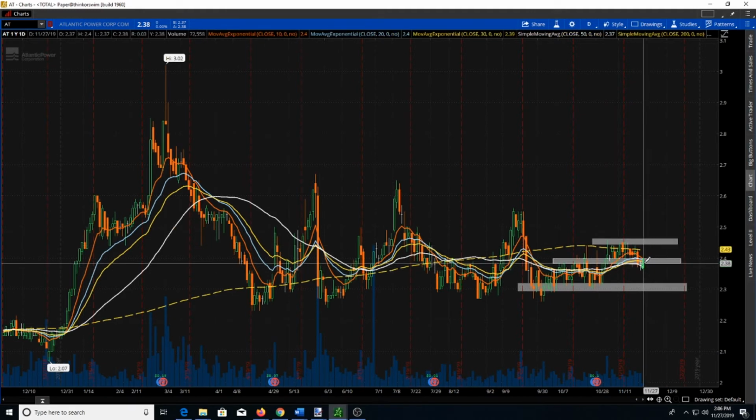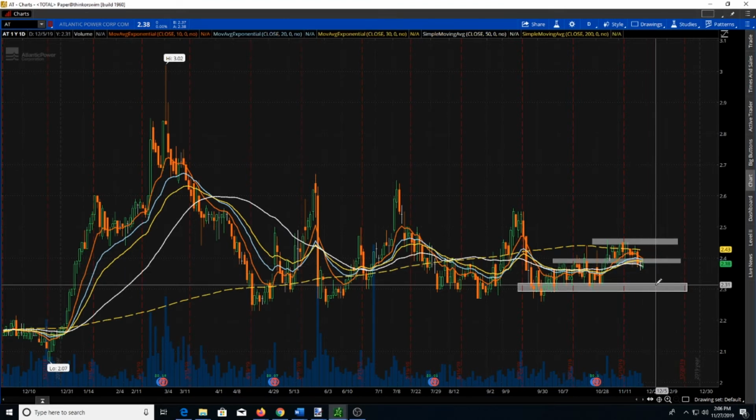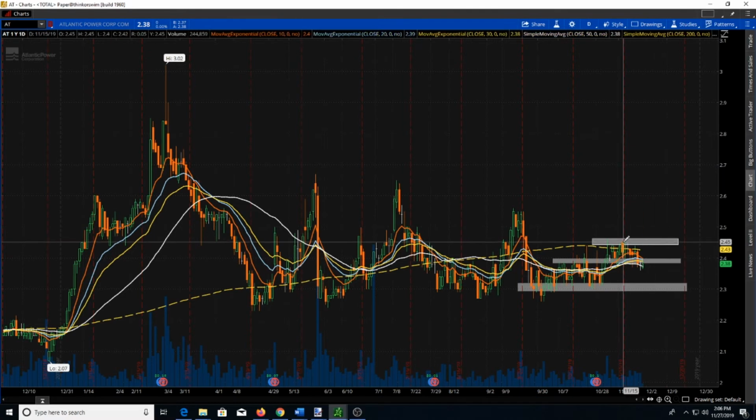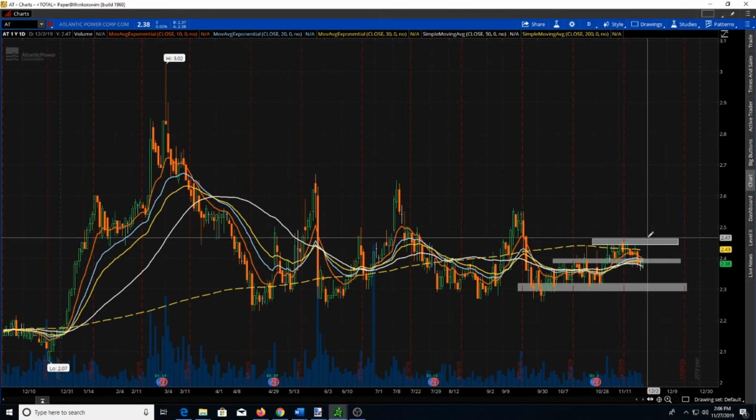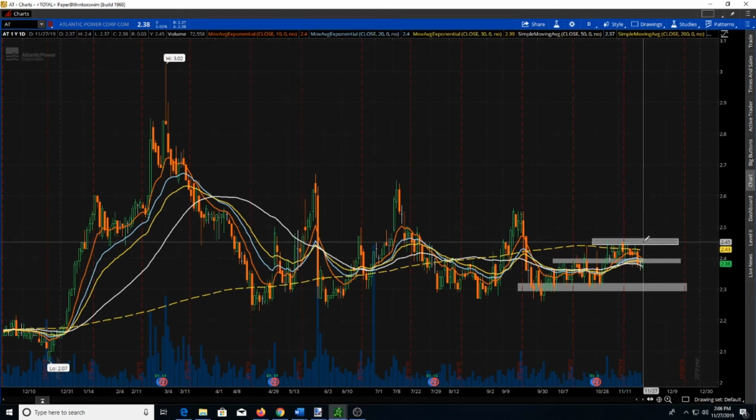If I were to say this is a short, then I would short here and start taking profit targets probably right in this area, and then follow it down with a trailing stop. This would be my stop up here above these candles. As I said, I'm not going to trade this because it's really difficult for me to tell what's going on with this stock.